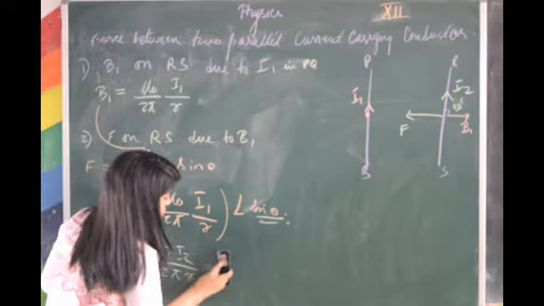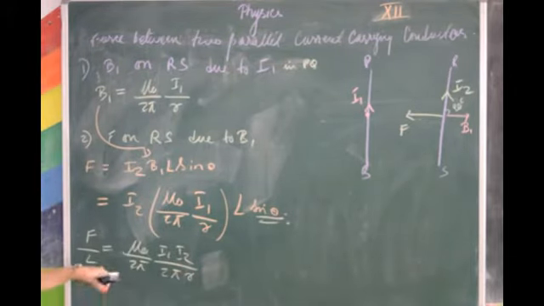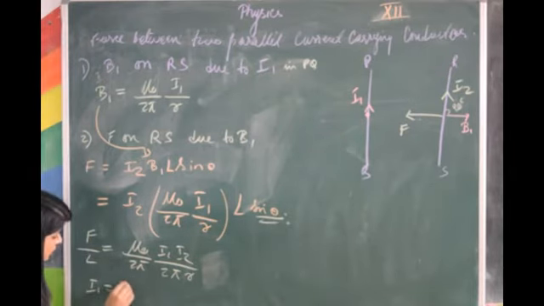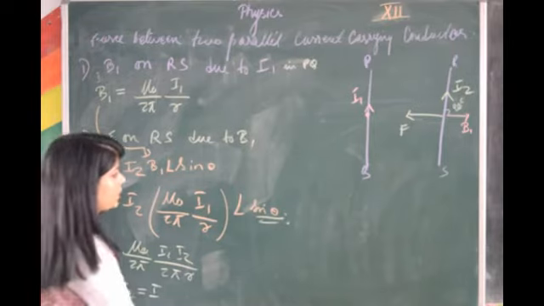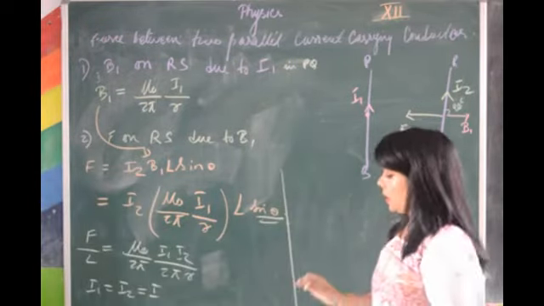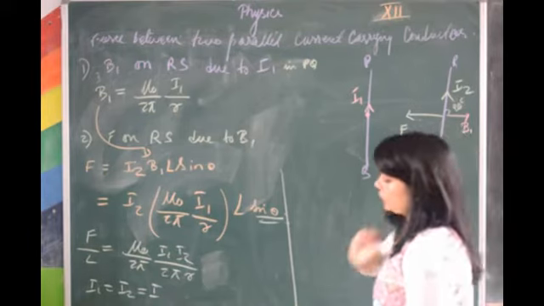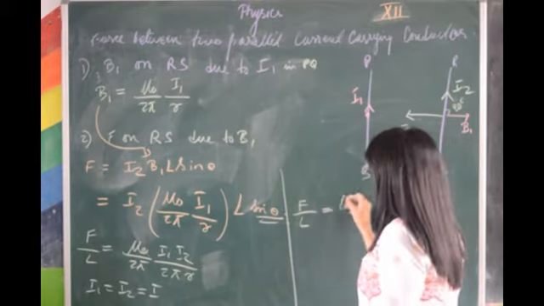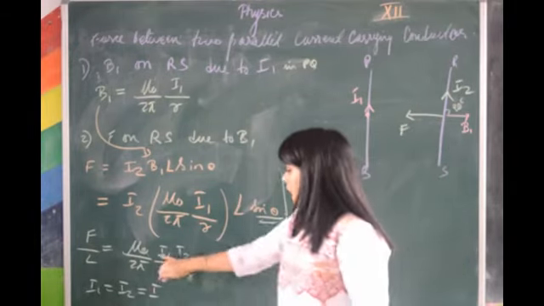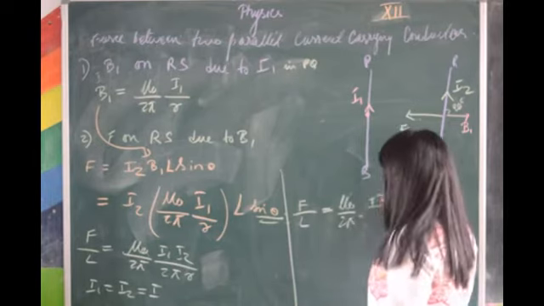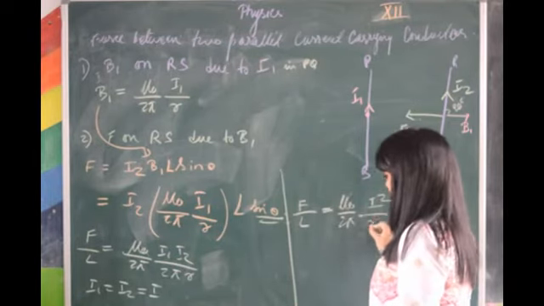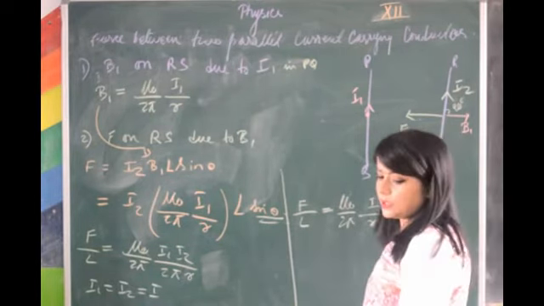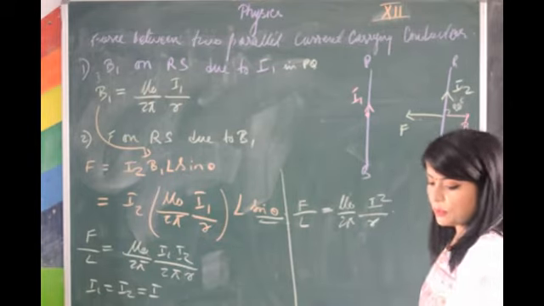Now suppose we want to remove this L and bring it to this side. Next, we consider I1 is equal to I2, which is I. If we consider I1 and I2 to be the same, and it is I, then we can replace like over here. F by L becomes mu naught by 2 pi, I into I will be I square, divided by R. So this is what we get. The force per unit length is equal to mu naught by 2 pi, I square by R.